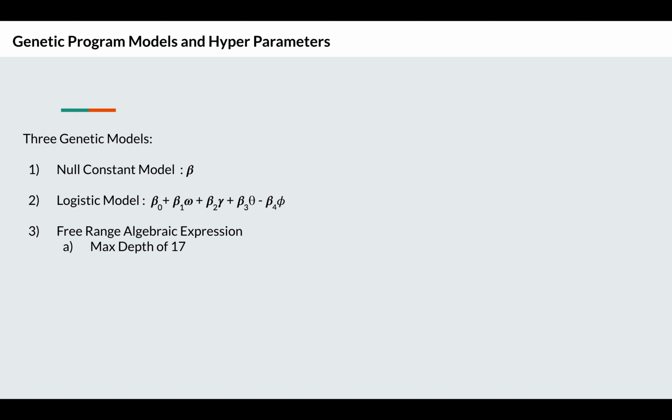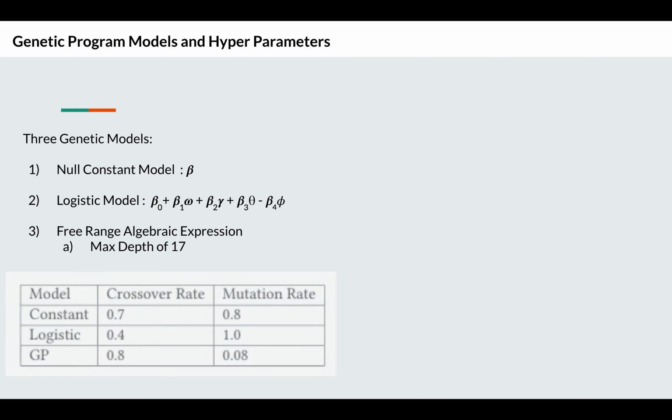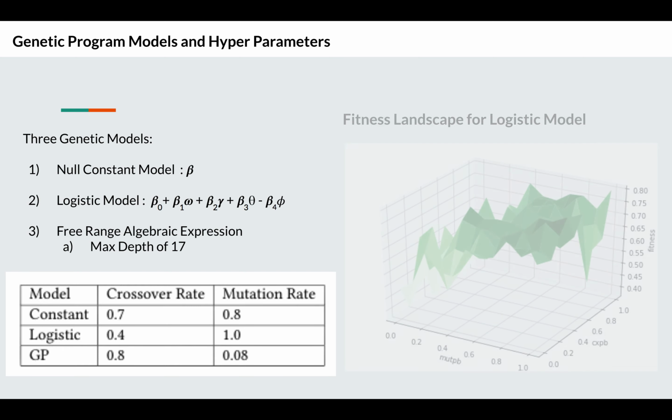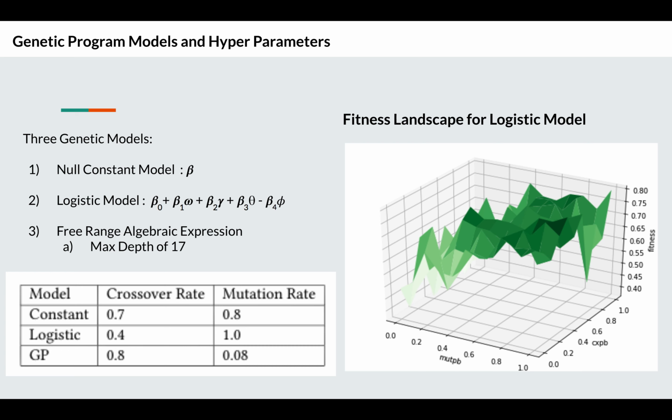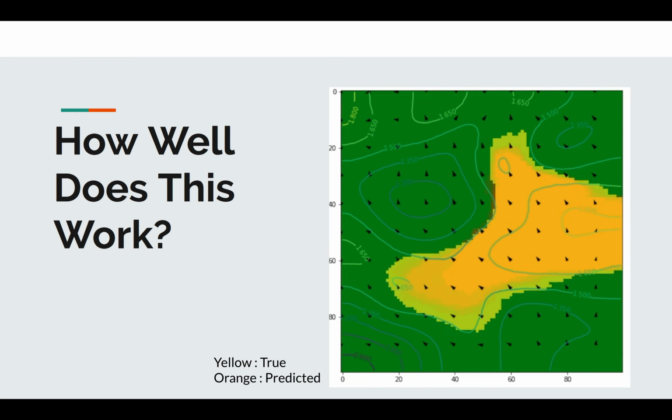And this is really what we're interested in: whether or not the free algebraic expression can approach the accuracy of the logistic model. After some hyperparameter tuning, we come up with these crossover and mutation rates, and we can see that the fitness landscape is pretty rough, although there is some trending increased fitness in certain regions, and so that's how we determine how to tune these hyperparameters.